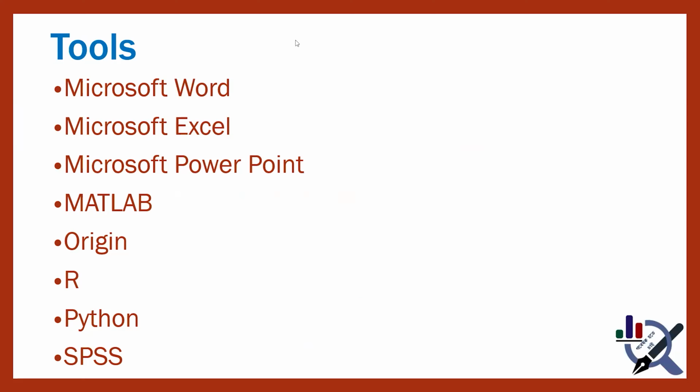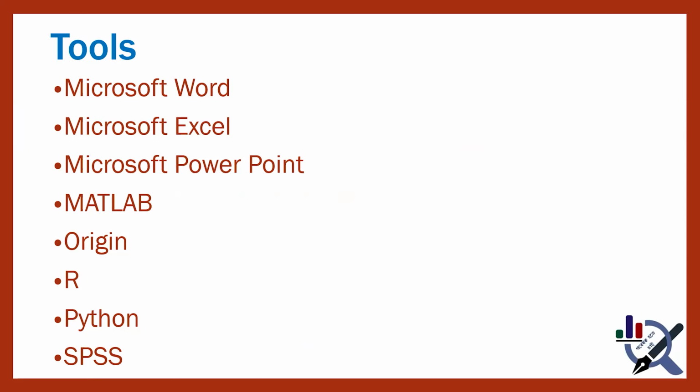So now, which type of tools can we use for result representation? Microsoft Word, Microsoft Excel, Microsoft PowerPoint, MATLAB, Origin, R, Python, SPSS, and so on. You can use different tools. I just want to give you a basic idea about these tools.